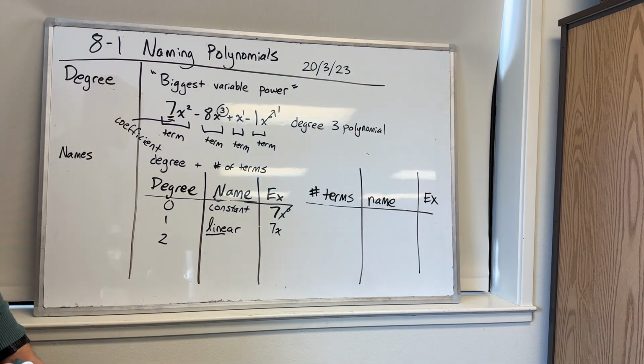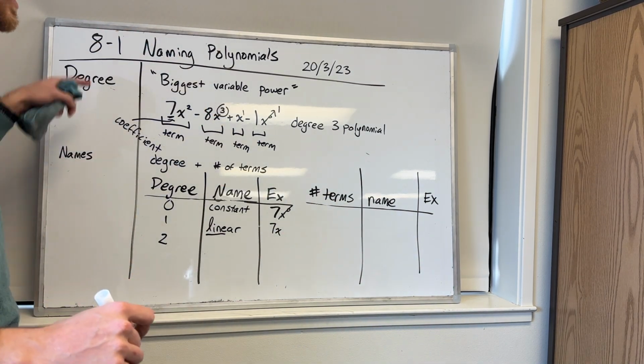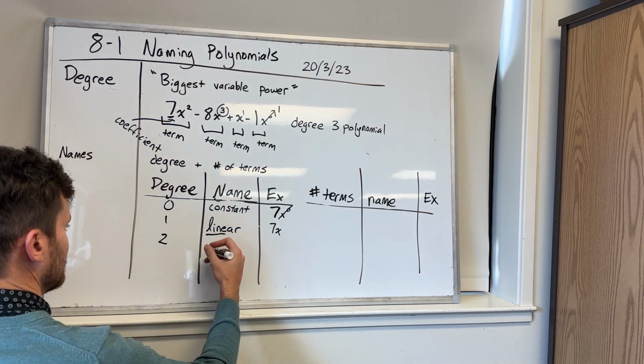Degree 2 is gonna be called, and this one is weird. It's the one that confuses students more than anything else on this lesson. It's right here. Pay attention more to this than you can in anything else. Here we go. Quadratic.